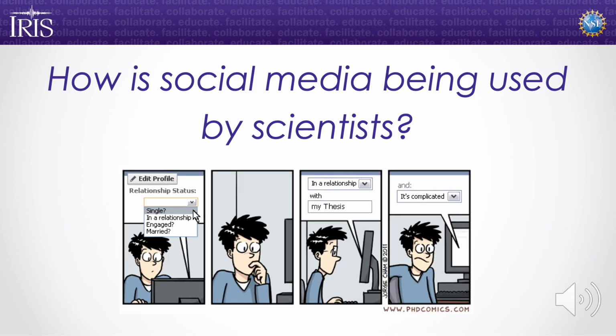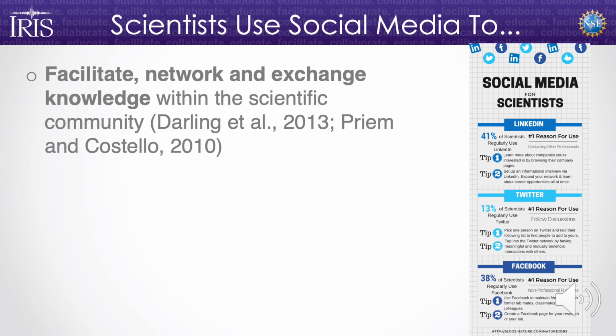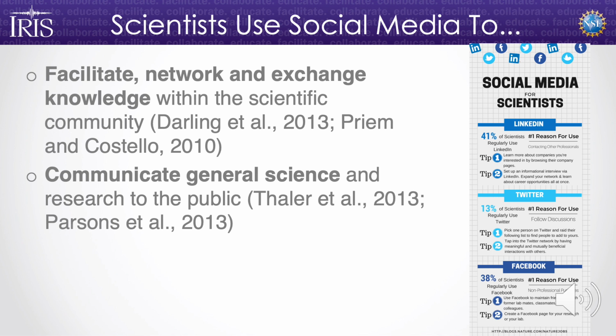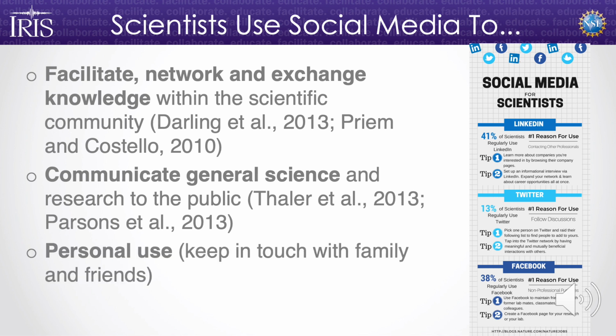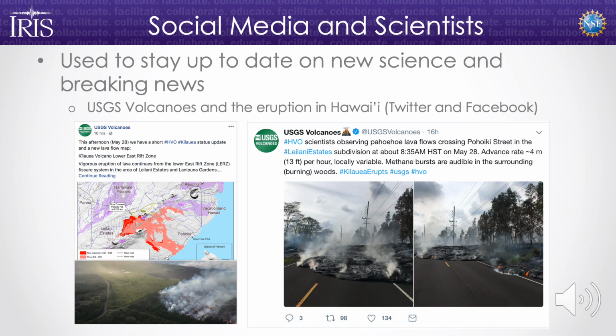And so how is social media actually being used by scientists? It's used to facilitate, network, and exchange knowledge within the scientific community, of course, and communicate general science and research to the public. And then, of course, like, we're people, right? Scientists are people, so we use it for personal reasons, to keep in touch with family and friends. But there's other things that scientists do. So it's used to stay up to date on new science and breaking news.